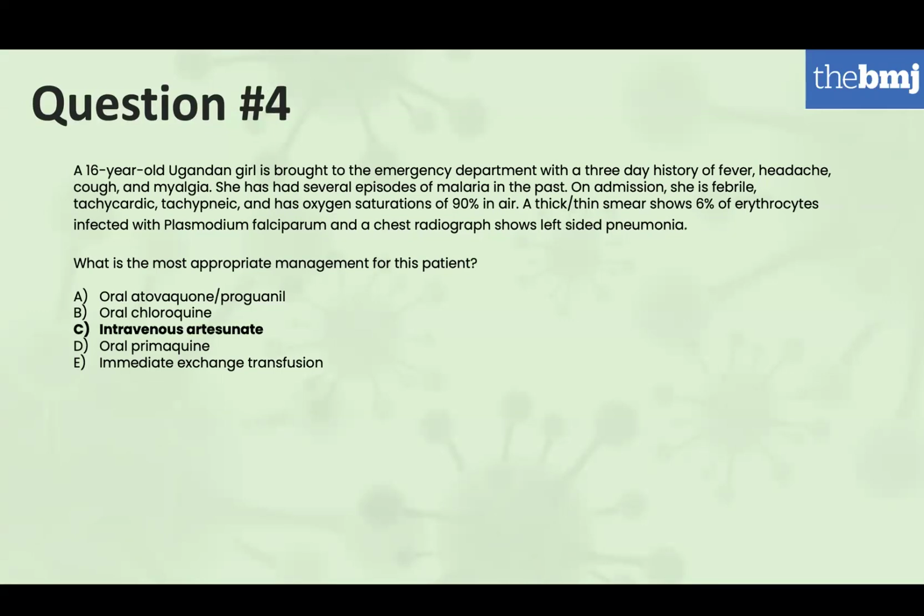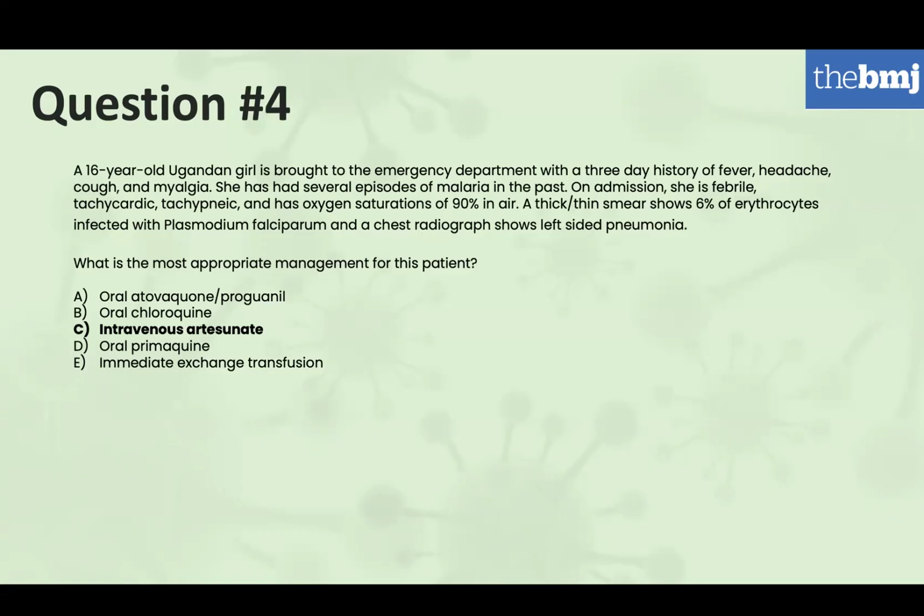The answer is intravenous artesunate. This patient has severe Plasmodium falciparum malaria. According to CDC guidelines, patients with severe malaria should be treated with IV artesunate as soon as possible, regardless of the parasite density.